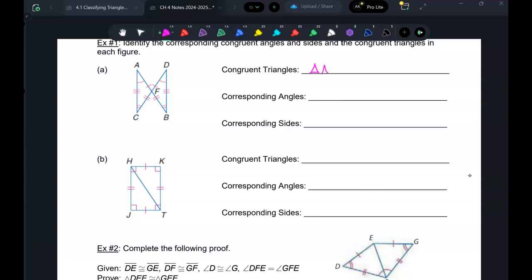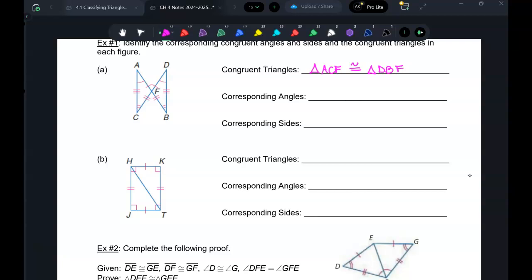Okay, ACF and DFB. If I start with angle A, I have to start with angle D. So I said ACF, DBF. The first one does not matter what order I put it in, but the second one has to be matching.